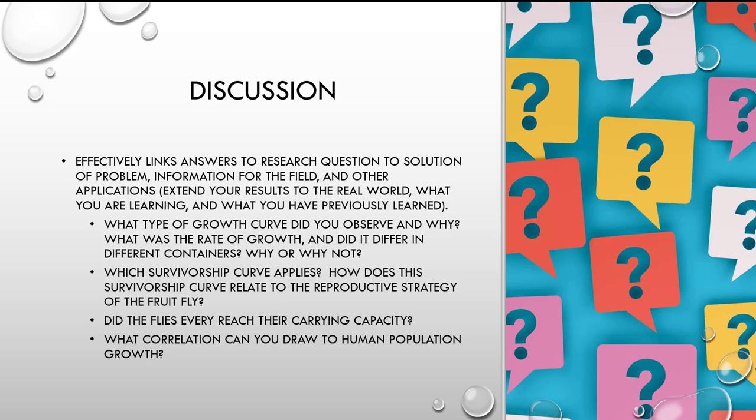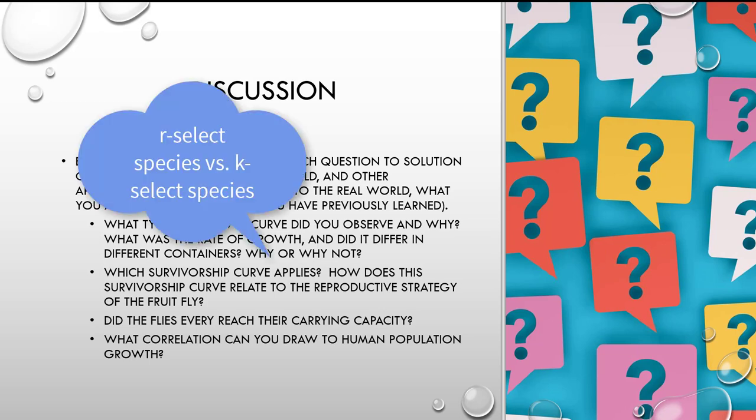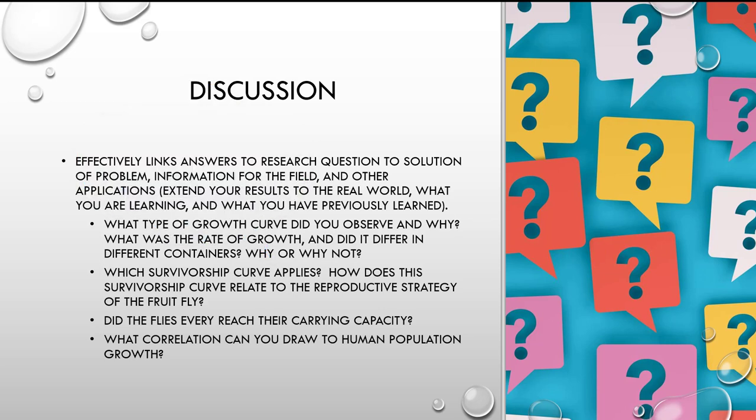In the introduction, you talked about the life cycle and the difference between an R strategist versus a K strategist species. Based on that information, what type of survivorship curve did the fruit fly have, and how does it relate to its reproductive strategy? And then also think about, with the curves that we created, do you think the fruit flies ever reached their carrying capacity? Explain why or why not.